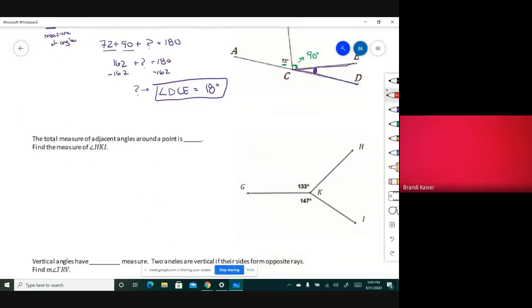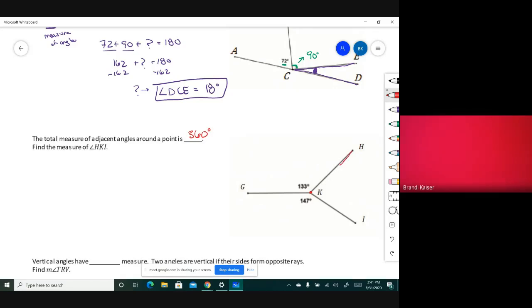For the next part, it says the total measure of adjacent angles around a point is 360 degrees. So if I look at this figure right here, I don't have a straight line anywhere, right? I don't have 180 degrees. I also don't have any right angles, so I can't use that. So around this point right here, if I were to connect all these things around this point, those angles could form a circle, and the total in a circle is 360.